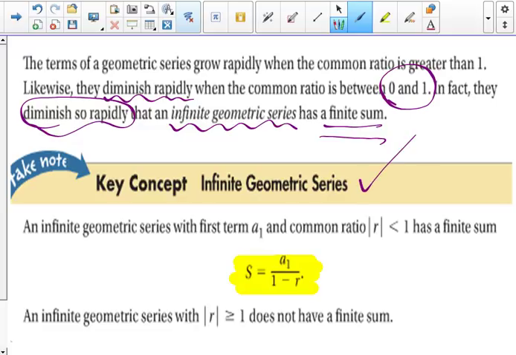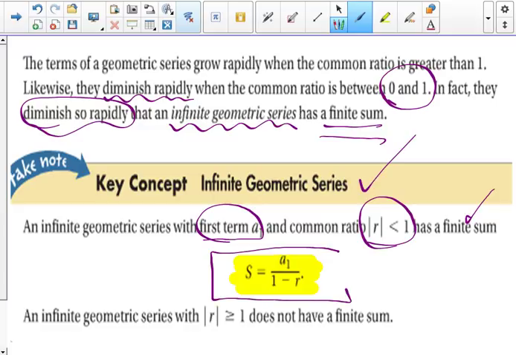An infinite geometric series with the first term a sub 1 and a common ratio, and now they're using absolute value of r is less than 1, has a finite sum. And that is this. The sum is equal to the first term a sub 1 over 1 minus r. So an infinite geometric series with absolute value of r greater than or equal to 1 does not have a finite sum.